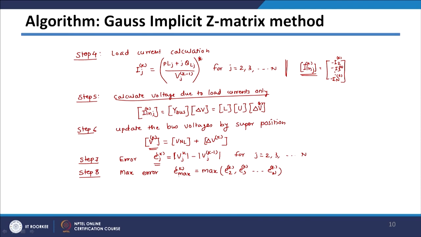So, we have got this maximum error, and we know that in step 9 we will compare this maximum error with tolerance. If E max at kth iteration is less than or equal to epsilon, which is basically the tolerance value, then stop. If this condition is satisfied, then stop and print the results. So, we have got the results.